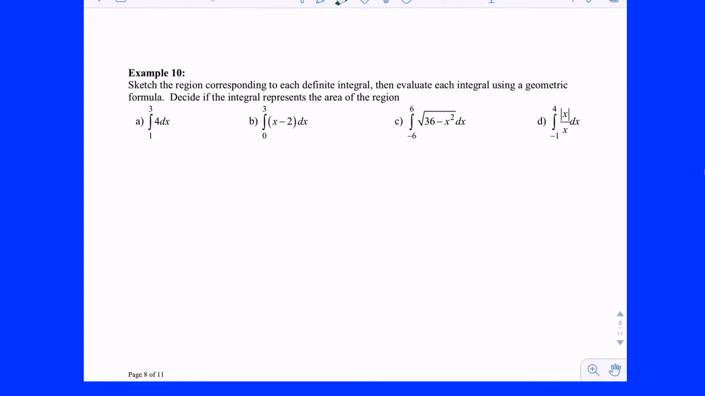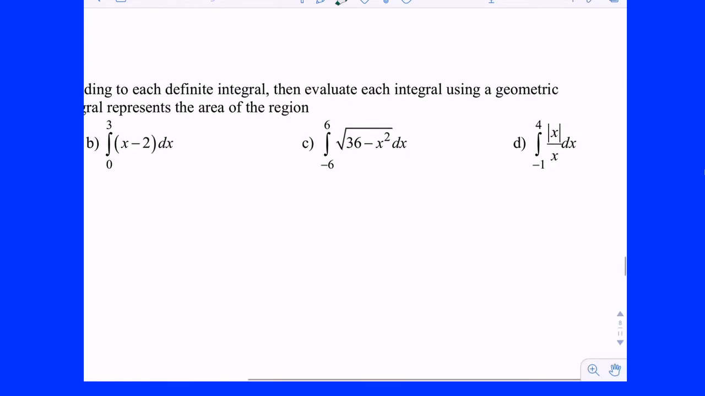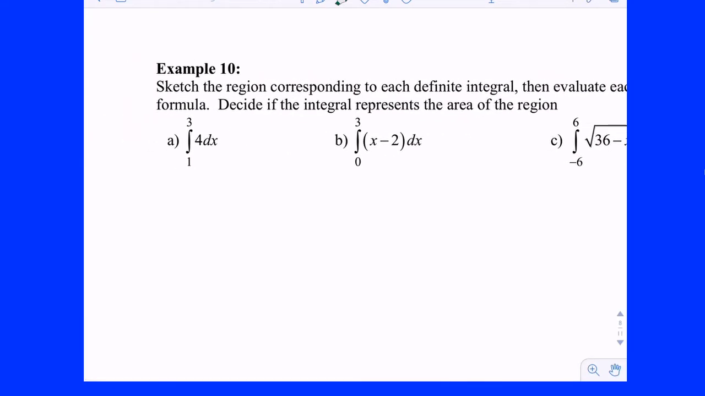Sometimes we want to evaluate a definite integral by interpreting it as an area. Of course, if we're going to interpret it as an area to find an exact value and not an approximate value, then the region has to be a recognizable shape for which we know a geometric formula. So that's what we're doing on example 10. It says to sketch the region corresponding to the definite integral, then evaluate the integral using a geometric formula.